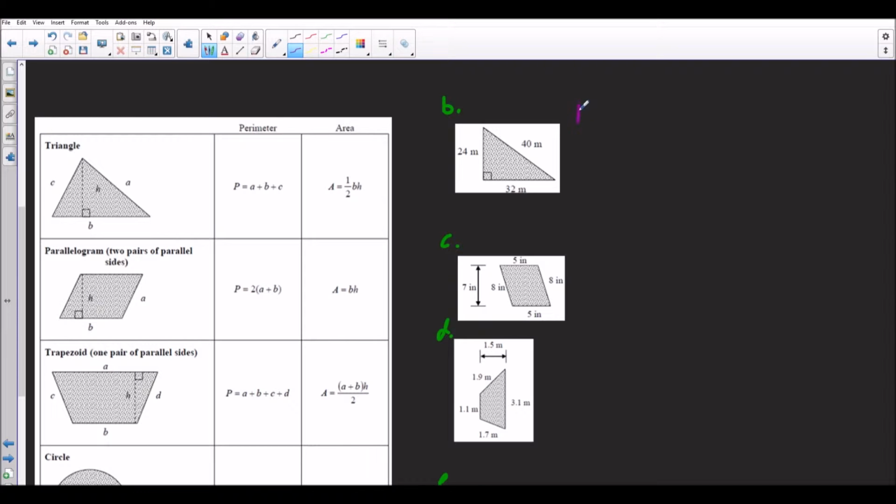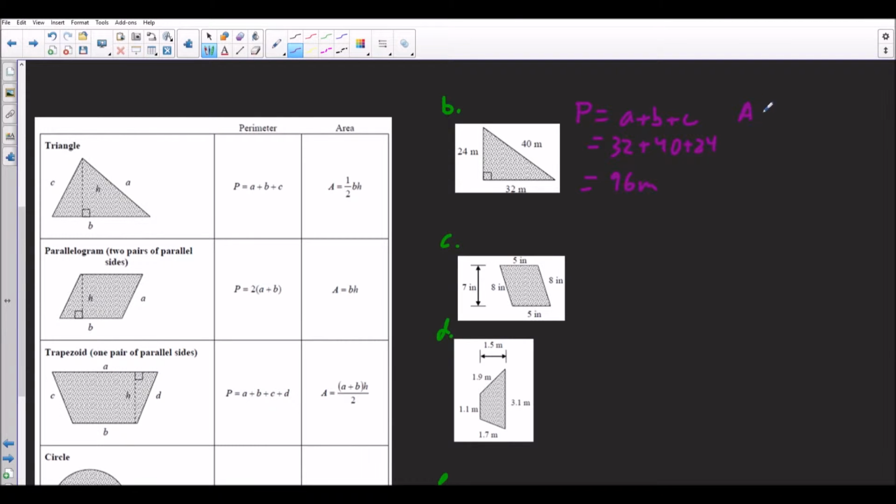So let's do perimeter first. So perimeter of a triangle is A plus B plus C. Now that's just kind of a fancy way of just saying add up all the sides, right? If this was your yard, how much fence would you need? Well, we just add up all the sides, so we're just going to get 32 plus 40 plus 24, and that just equals 96 meters, right? So to walk all the way around here, it's going to be 96 meters.